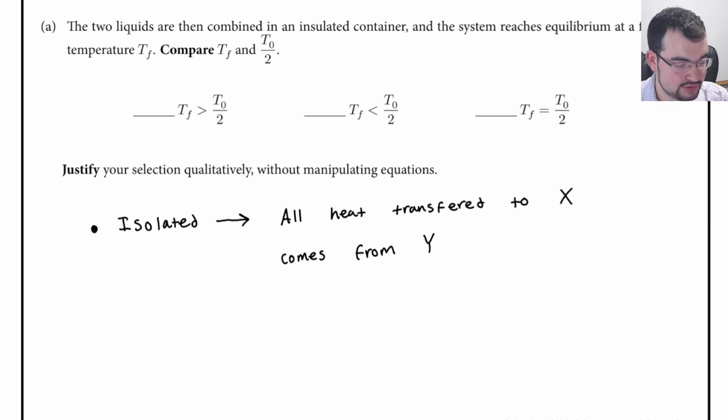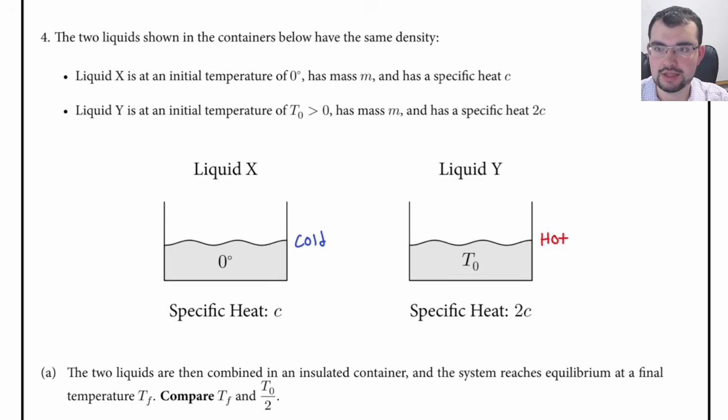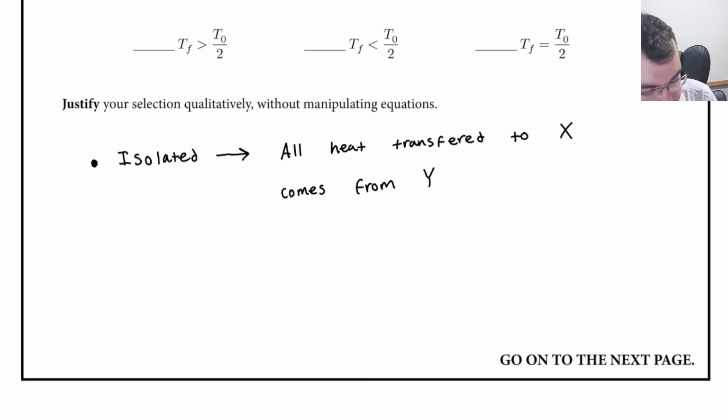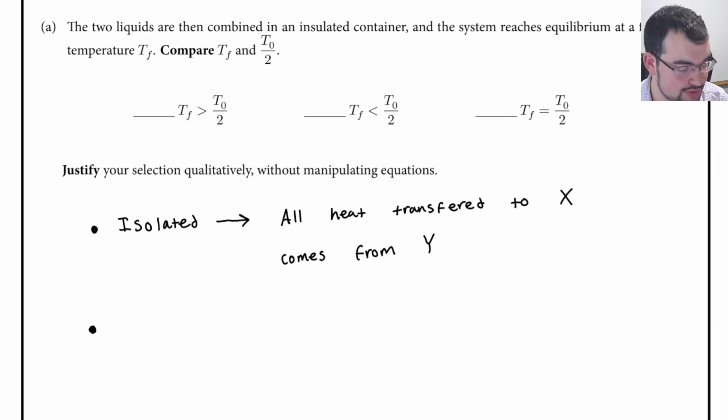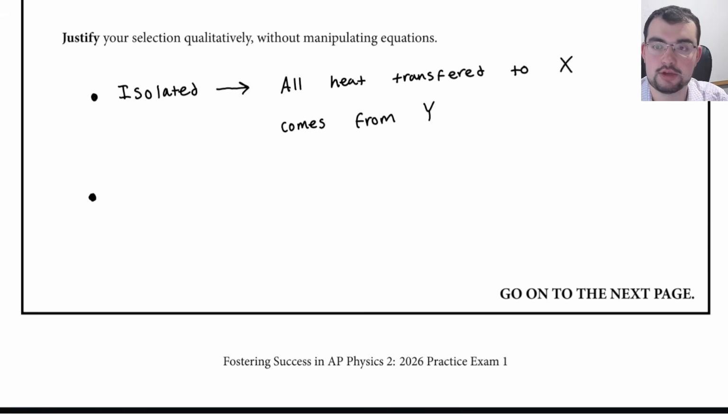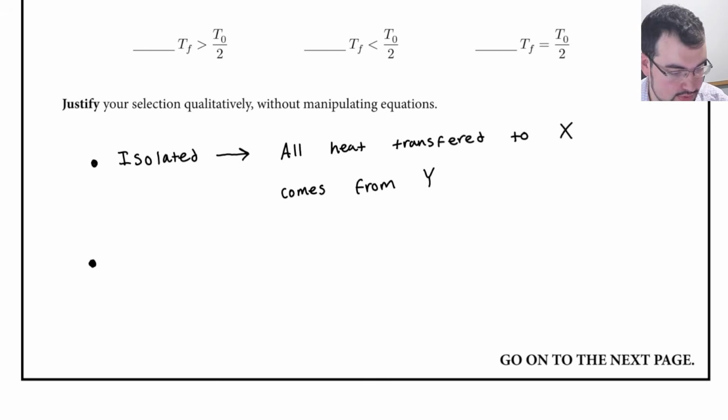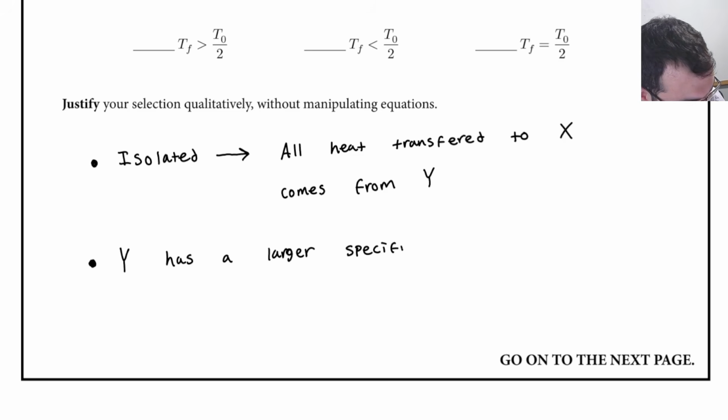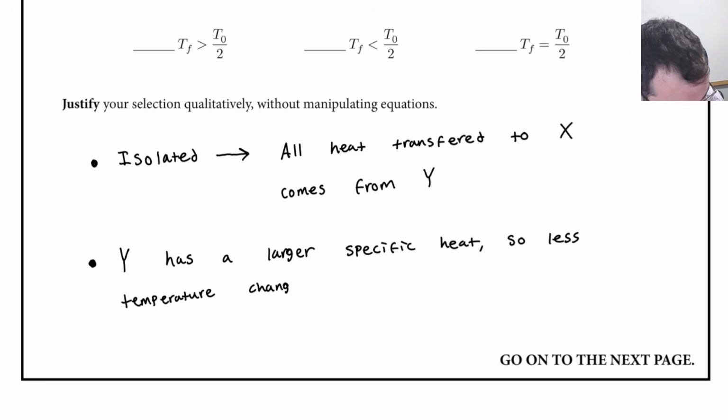So we know that all the heat transferred to X comes from Y. So this means that the Q is the same. Okay, so heat is the same. So the energy transfer between the two has the same magnitude, or absolute value, I should say. So why is that helpful? Well, Y has a larger specific heat. So you get less temperature change for the same energy.